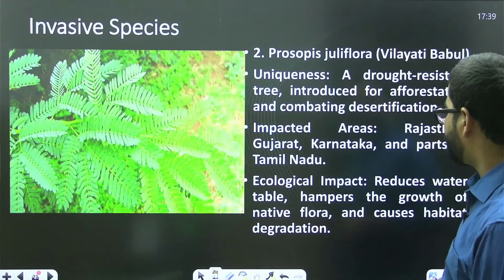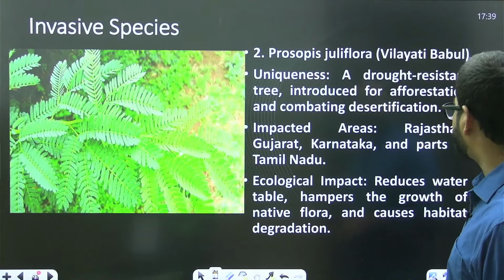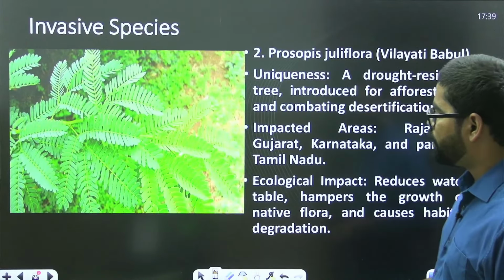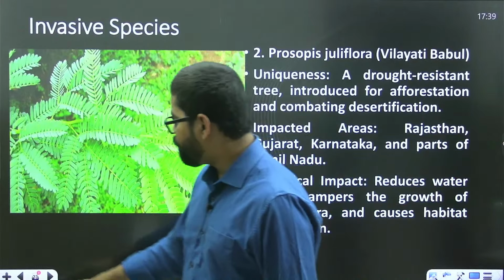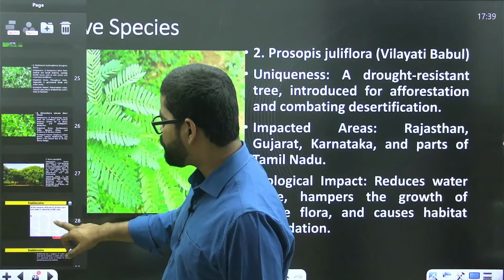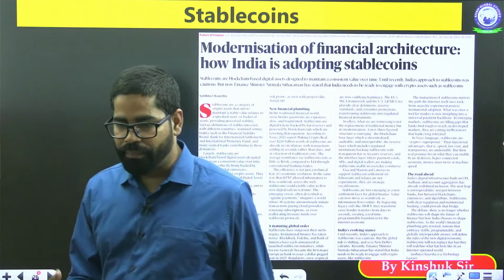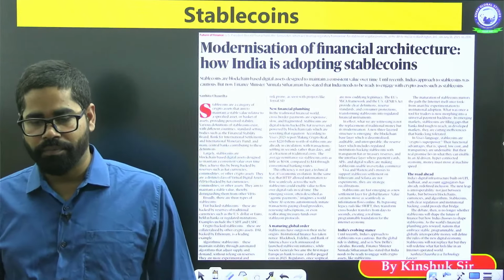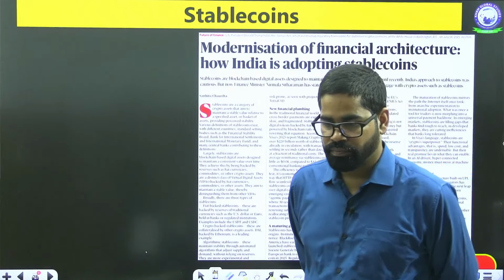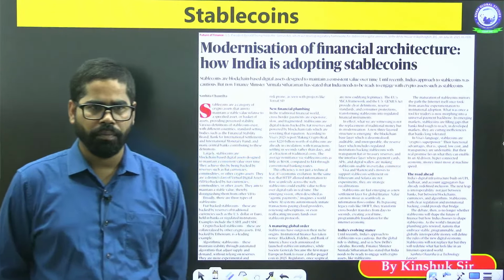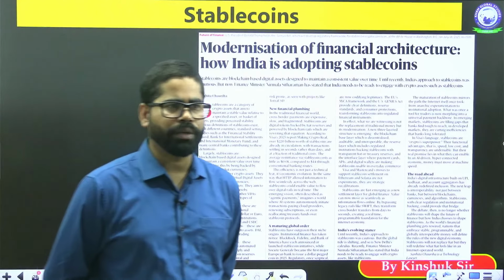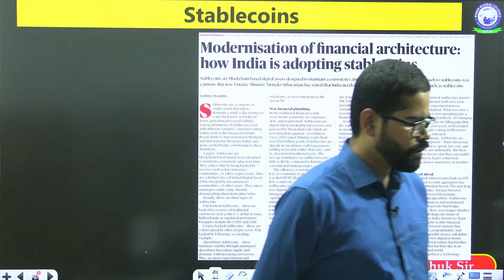Like these things have been there in India as invasive species, and they have impacted many parts of India. Jalkumbhi is there. I think it has come from South America, perhaps. Prosopis juliflora has come from South America, or either Africa.